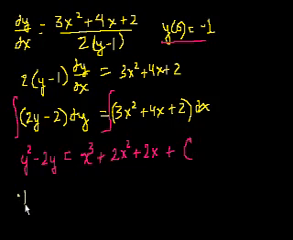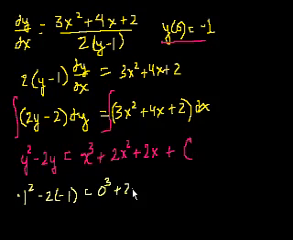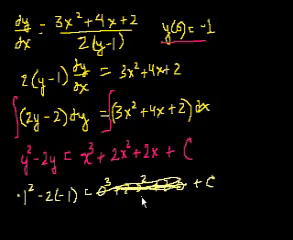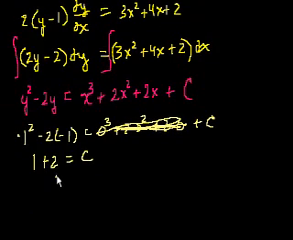So we get negative 1 squared minus 2 times negative 1, right? That's the value of y when x is equal to 0. So when x is equal to 0, that's 0 to the third plus 2 times 0 squared plus 2 times 0 plus c. So this is fairly straightforward. All of this is 0. This is, let's see, negative 1 squared, that's 1, minus 2 times minus 1, that's plus 2, is equal to c. And we get c is equal to 3.